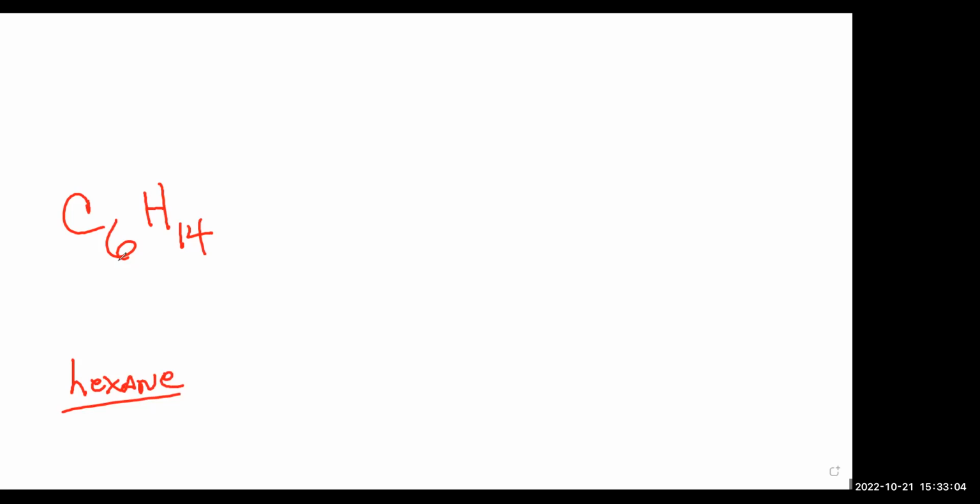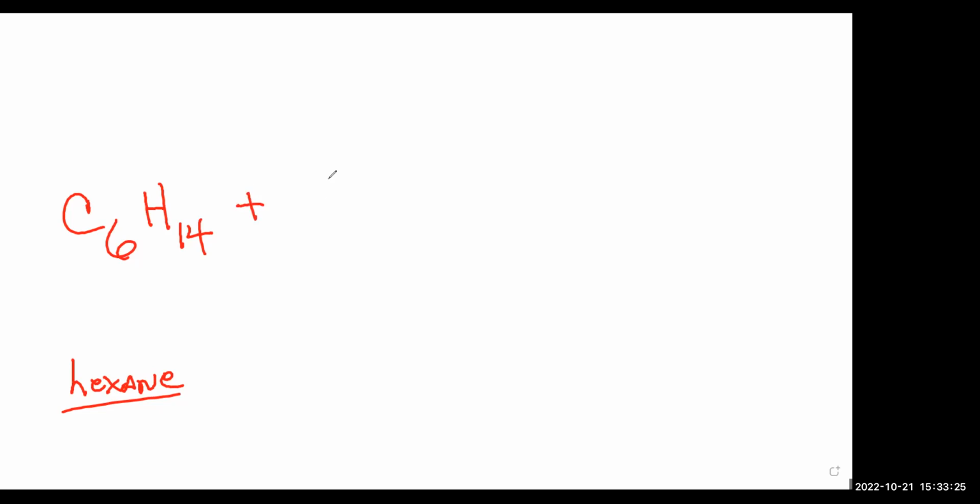The prefix hex, 6 carbons. Ane, the A and E tells you it's a hydrocarbon. Like propane at 3 carbons, that's pro. Butane, we have butane lighter, that has a prefix for 4 carbons. Anyway, let's take this hexane and undergo combustion.